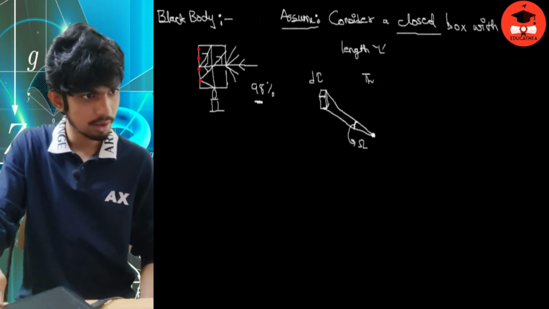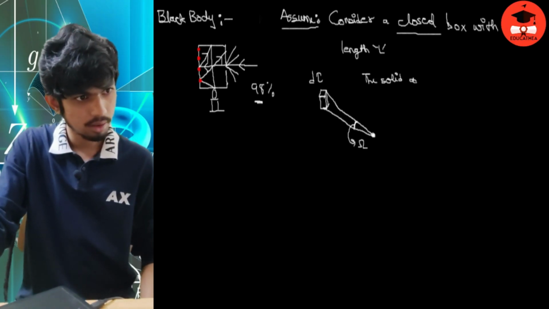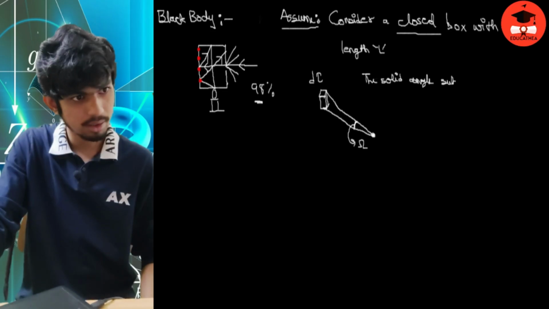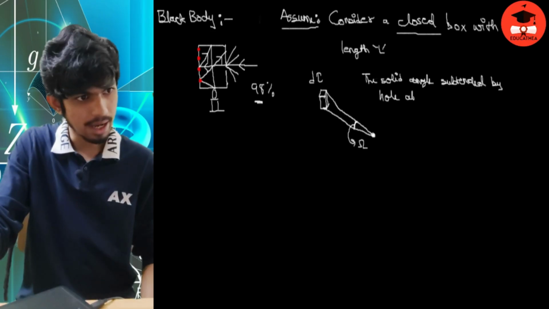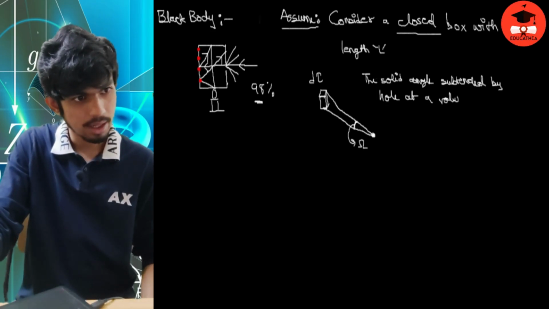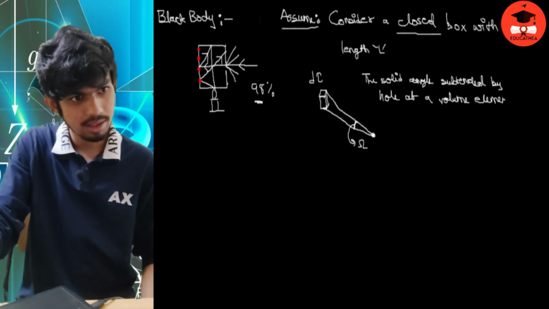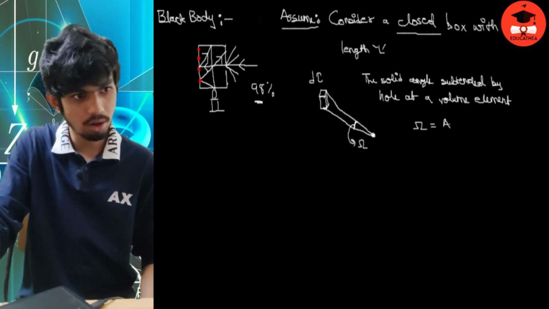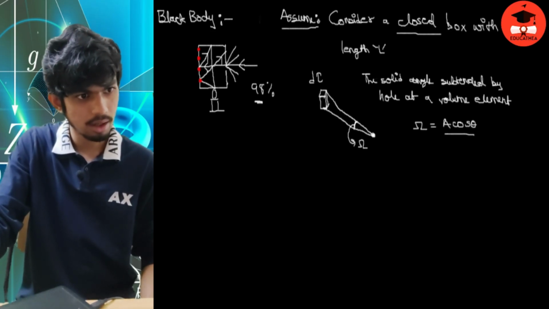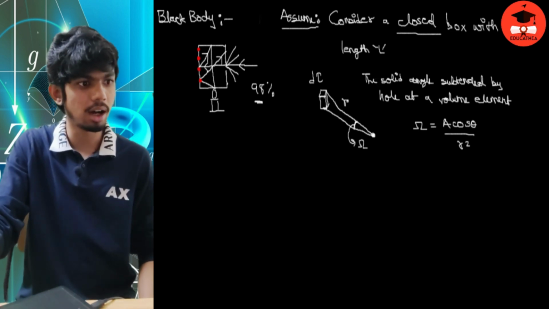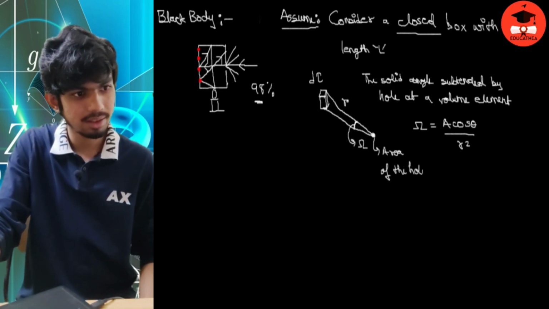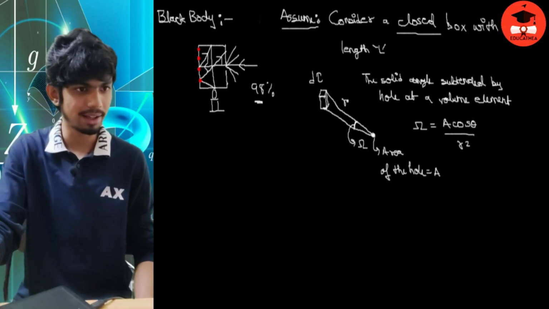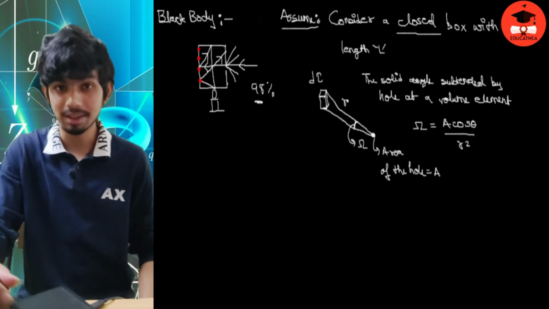So the solid angle subtended by the hole at a volume element is nothing but A cos theta by r square, where this distance is r and A is basically the area of the hole. Okay, so this is the solid angle subtended by the hole at the volume.